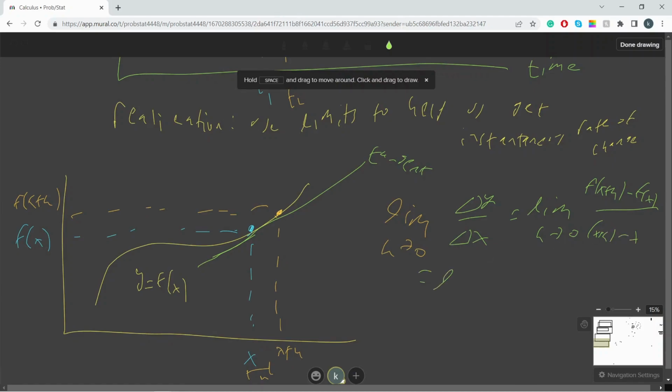So the approximation for this tangent line slope in green is going to be the limit as h approaches 0 of f of x plus h minus f of x over h. And this, my friend, right here is the fundamental tool that we have in order to find instantaneous rate of change at a given x value.